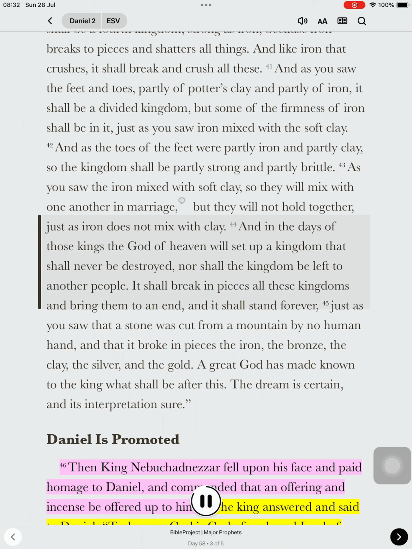And in the days of those kings the God of heaven will set up a kingdom that shall never be destroyed, nor shall the kingdom be left to another people. It shall break in pieces all these kingdoms, and bring them to an end, and it shall stand forever, just as you saw that a stone was cut from a mountain by no human hand, and that it broke in pieces the iron, the bronze, the clay, the silver, and the gold. A great God has made known to the king what shall be after this. The dream is certain, and its interpretation sure.